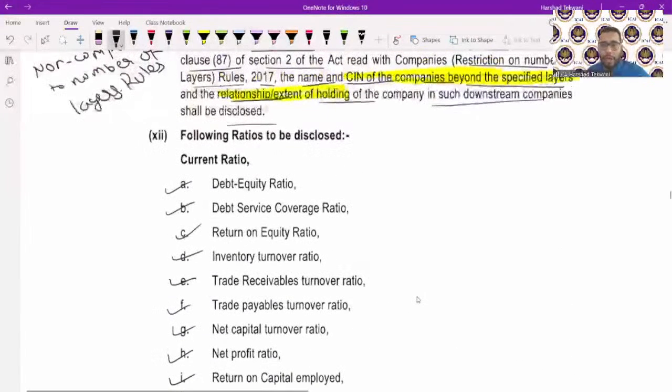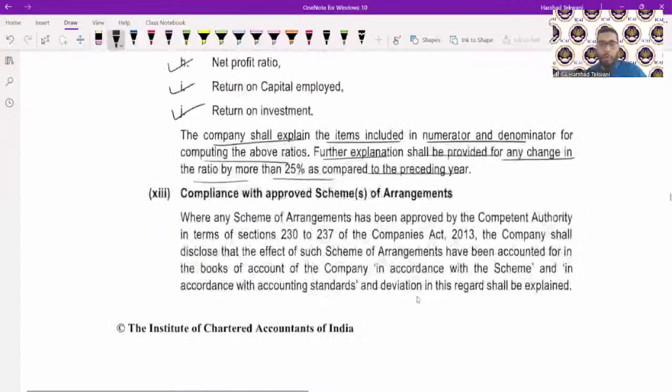So not only for the current year, let's say current year number, previous year number, if there is a 25% change, then you need to provide the reason thereof. Plus, when I say numerator and denominator, items included in numerator and denominator means the formula that I have been using to calculate the ratio.